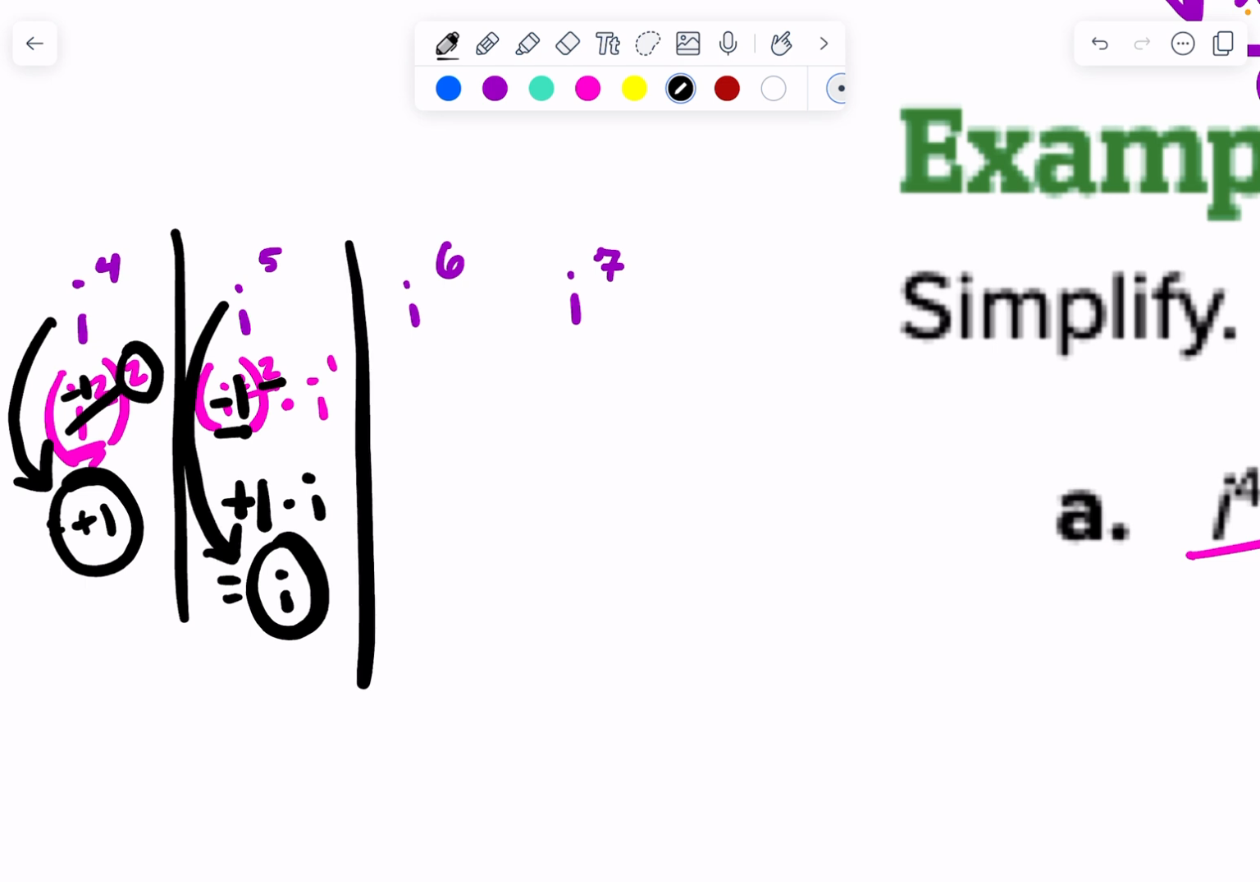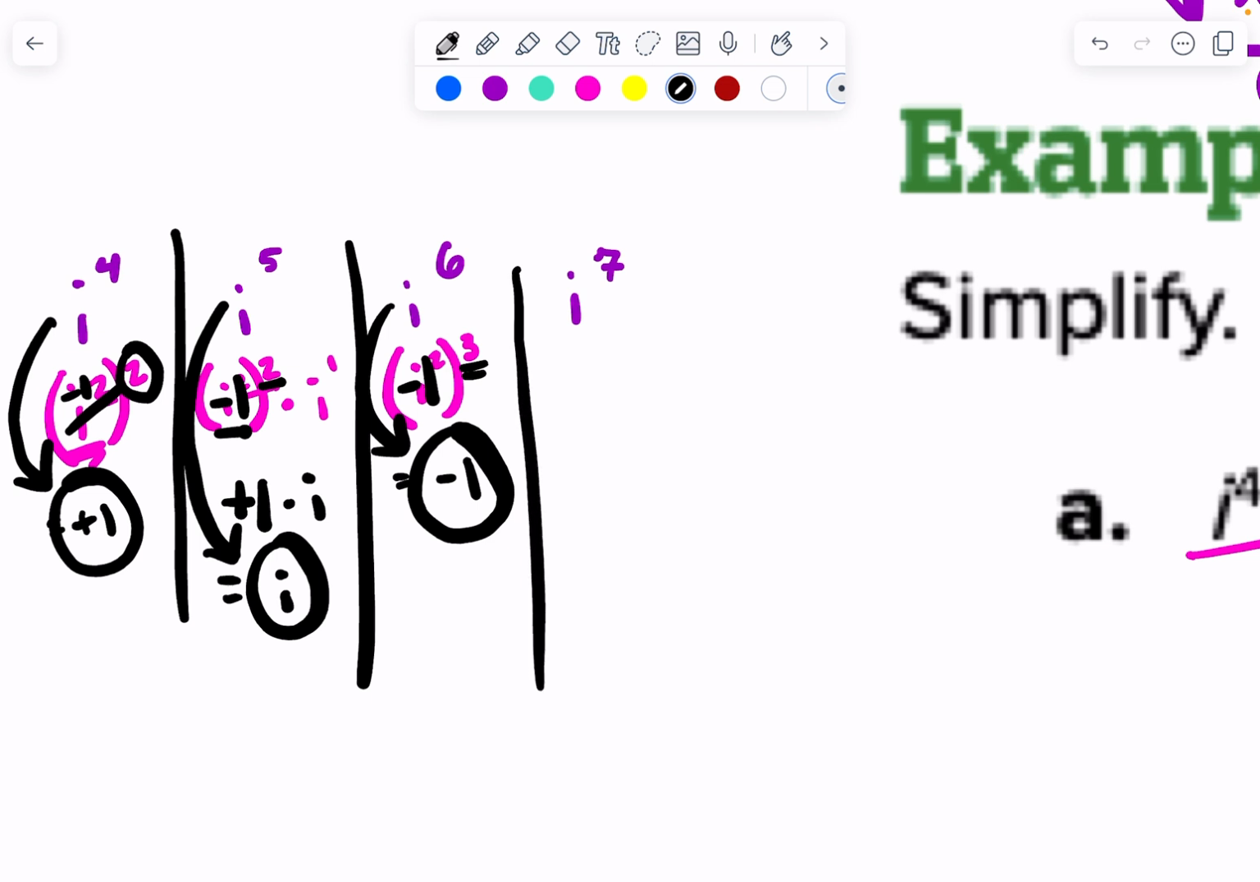i to the sixth power, I don't know what i to the sixth power is, but I know what i squared is, and if I take that to the third power, I will get 6, because 2 times 3 gives me 6. And i squared is -1, and if I take -1 times itself 3 times, -1, -1, -1, that gives me -1. So i to the sixth power becomes -1.